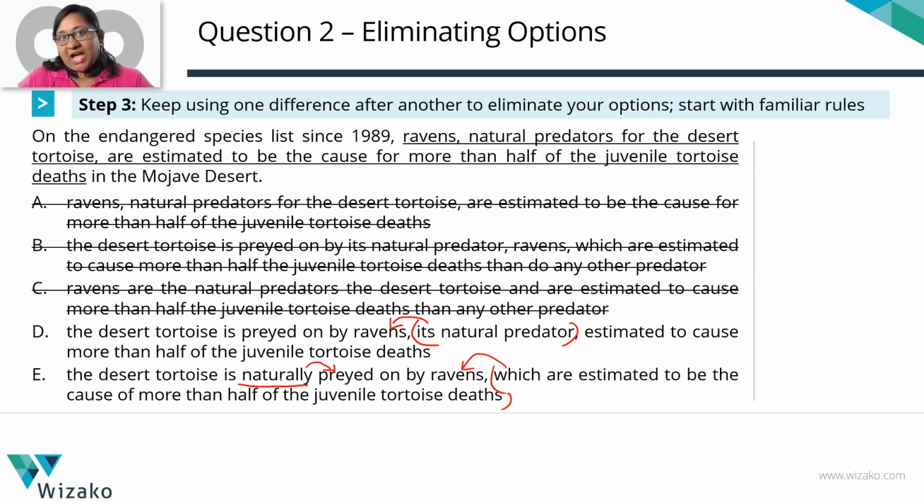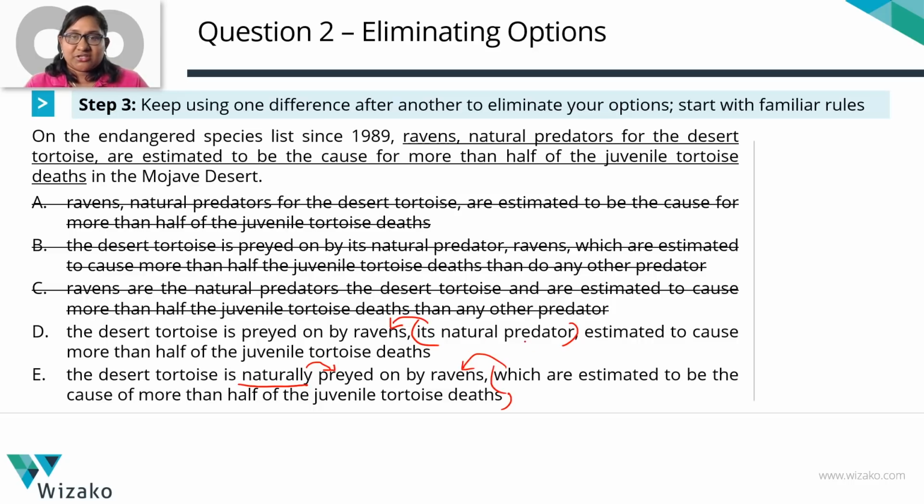Tell me this. Are there any other ways the ravens can prey on the desert tortoise? Can they artificially prey on the desert tortoise? They can't, right? If they're preyed on, they're preyed on. There's no naturally, artificially, or any other qualifier that makes sense here. If I say naturally preyed on, it's different from saying the ravens are the natural predator.